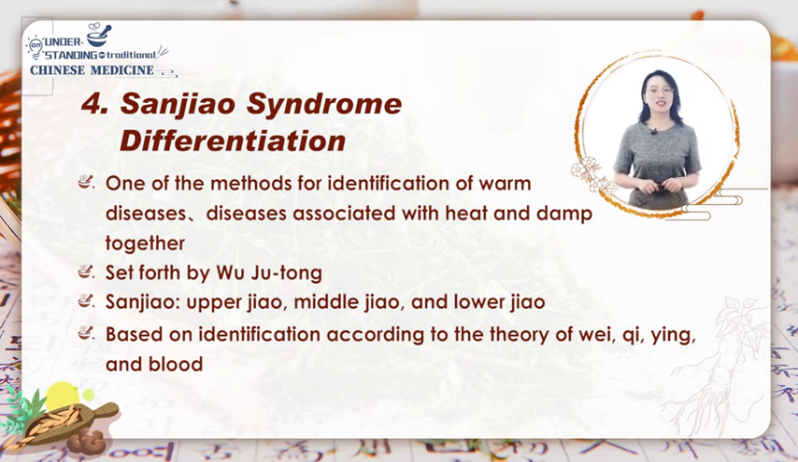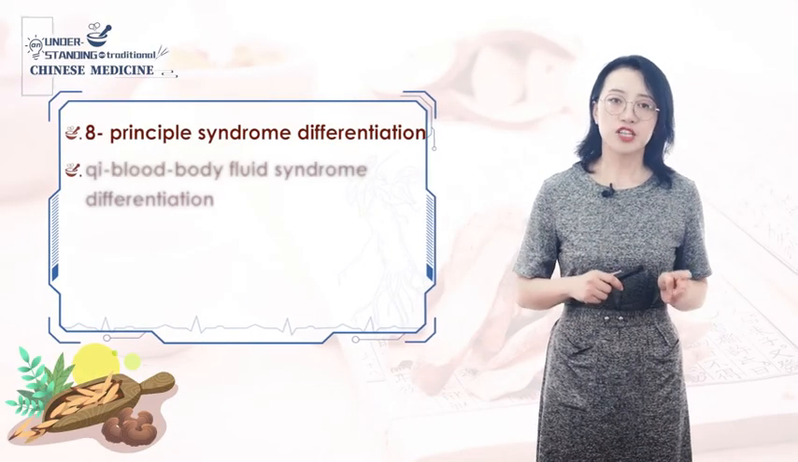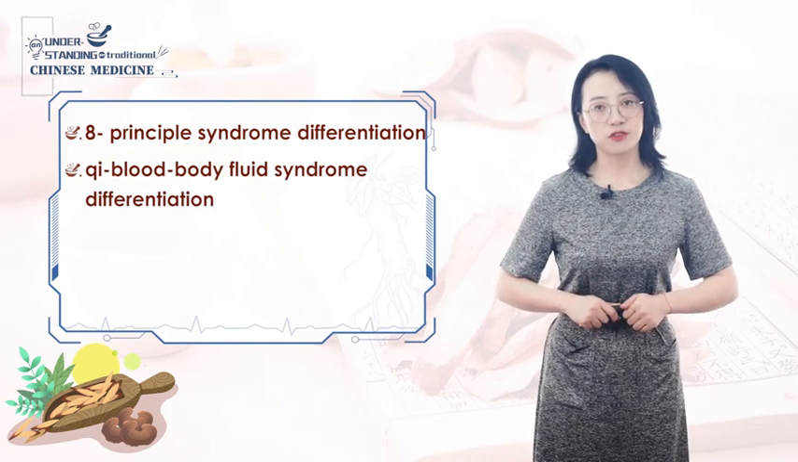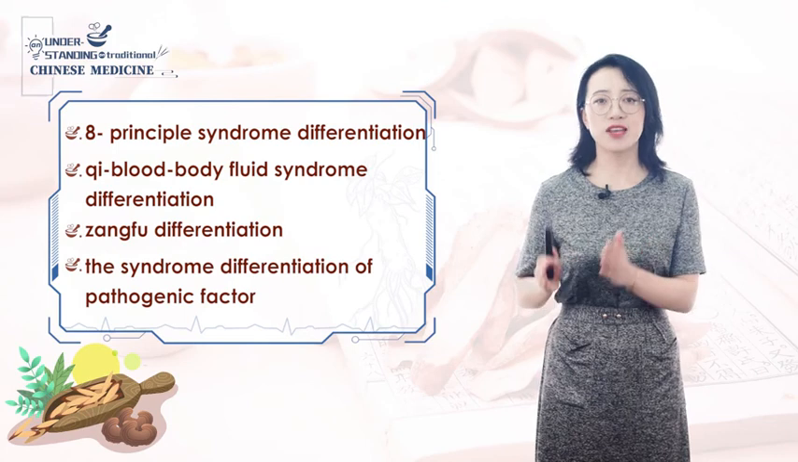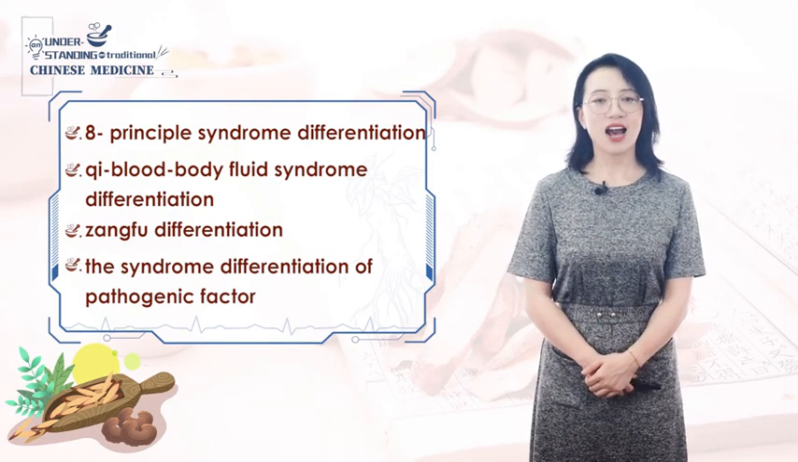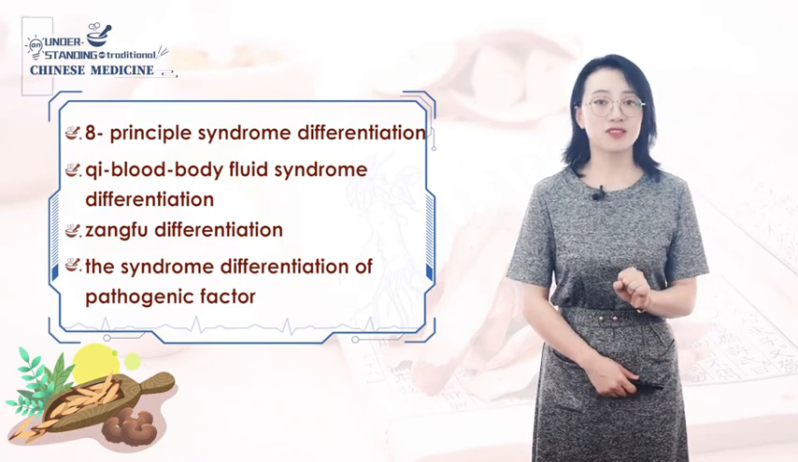So far, we have introduced several syndrome differentiation methods, like the eight principal syndromes, qi blood body fluid syndrome differentiation, zangfu syndrome differentiation, and the syndrome differentiation of pathogenic factors. Those are the four primary differentiation methods, which should be mastered thoroughly. Until now, we have finished the diagnostics of TCM. Hope this skill chat will help you in the clinic.